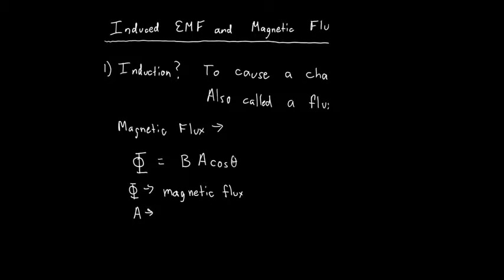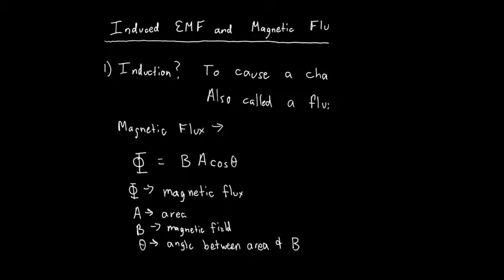A is the area that you're going through. And we'll draw a picture so we can see what that looks like. B is the magnetic field. And theta is the angle between the area, which we should know how to figure out the direction of from previous lectures, and the direction of the magnetic field.